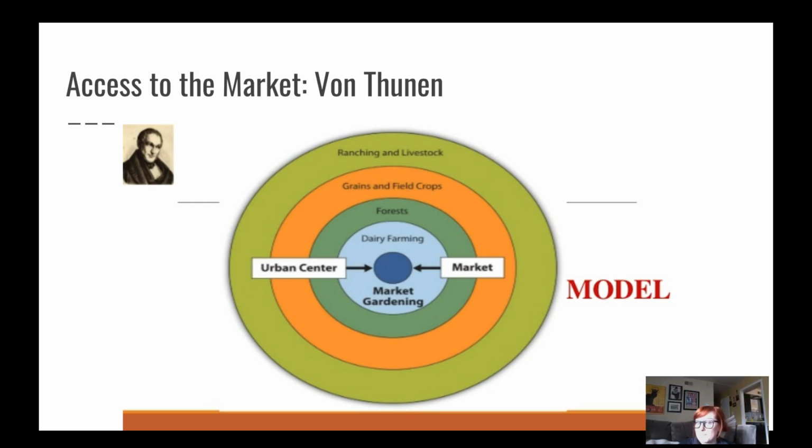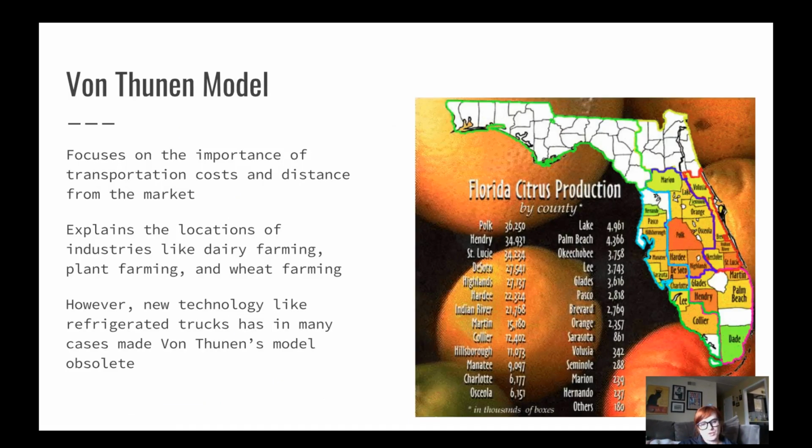Whether they're being raised for meat or raised for dairy, they kind of smell the same. So they've kind of been pushed to the outside, and especially with these huge commercial dairy farms, they take up a lot of space. So they need the space, and now that they have refrigeration of trucks, it's okay for it to be further out. Okay, so there's lots of technological advancements that have made Von Thunen not as true as it used to be.